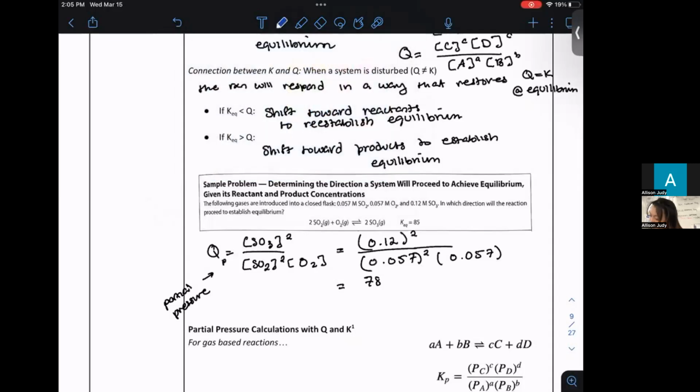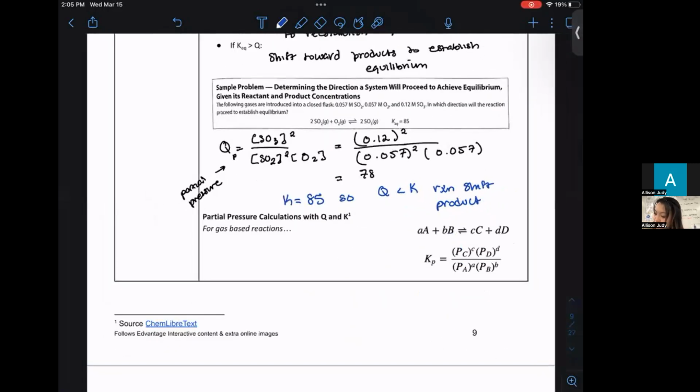Our K is 85 as given by the problem. K is equal to 85. So Q is less than K, which means our reaction will shift toward product. So don't forget, with gas-phase reactions, we use partial pressure as equivalent to concentration.